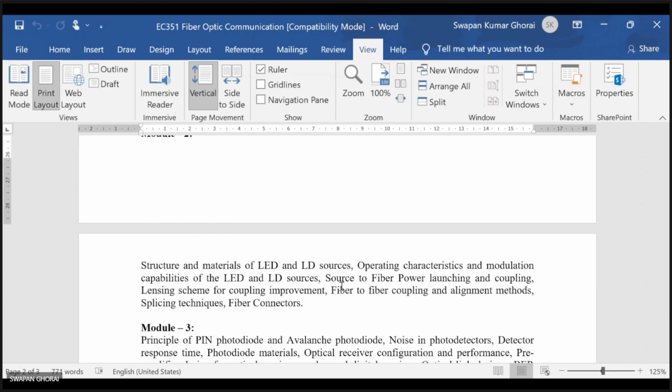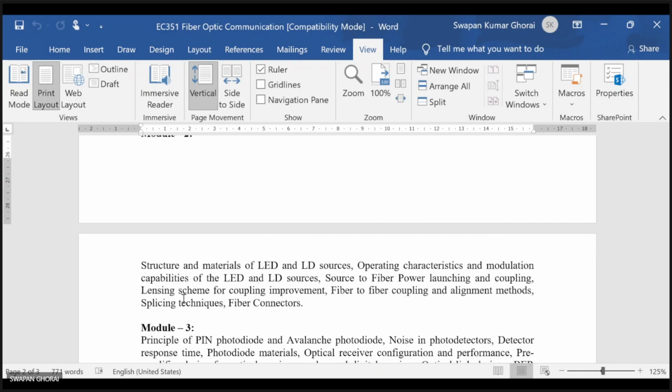And to increase this launching capability, some launching schemes are there. It can be spherical lens, it can be cylindrical lens, or sometimes you have seen these LEDs are particularly shaped, hemispherically domed, truncated sphere, like these things. So different launching schemes or specific structures are there to improve the coupling efficiency, that is from source to fiber. Similar things will be considered for fiber to fiber coupling efficiency.